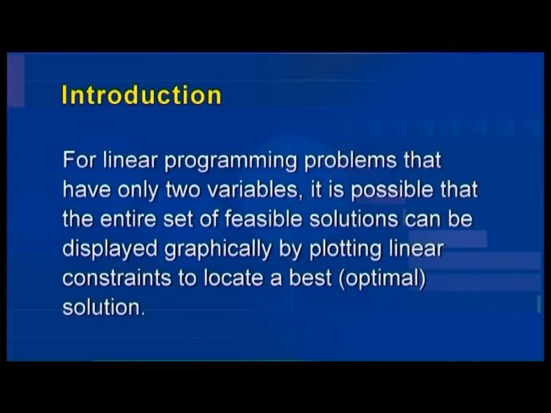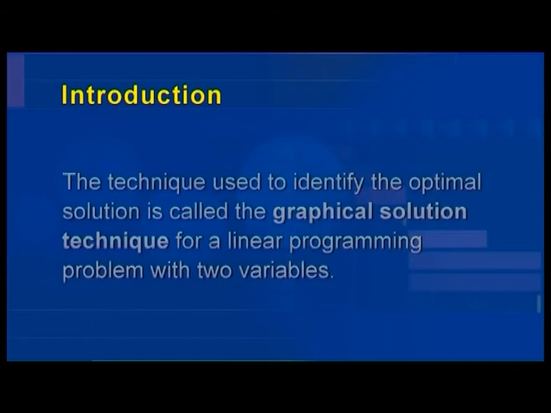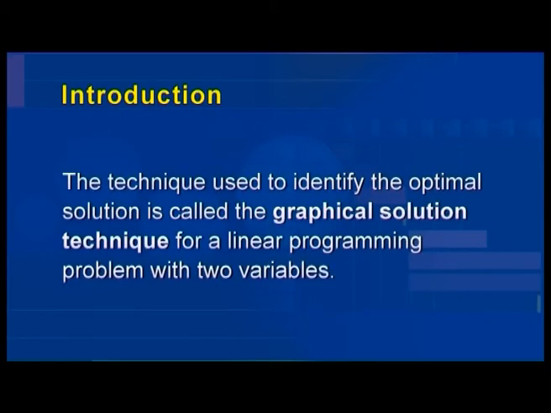For linear programming problems that have only two variables, it is possible that the entire set of feasible solutions can be displayed graphically by plotting linear constraints to locate a best solution. The technique used to identify the optimal solution is called the graphical solution technique for a linear programming problem with two variables.